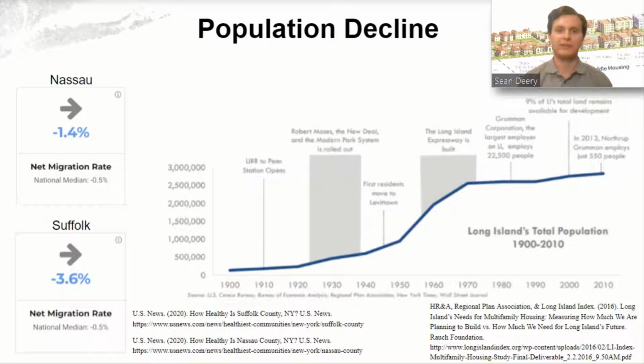As you can see in this graph, Long Island's population growth started to level off in the 1970s when building opportunities became more scarce. This was also around the time that Long Island was becoming a significant regional economy with high-wage employment opportunities in advanced manufacturing. In 2019, Nassau County's population was 1.3 million, and Suffolk County's population was 1.4 million, representing a net migration loss of more than 63,000 people from 2010 to 2019.